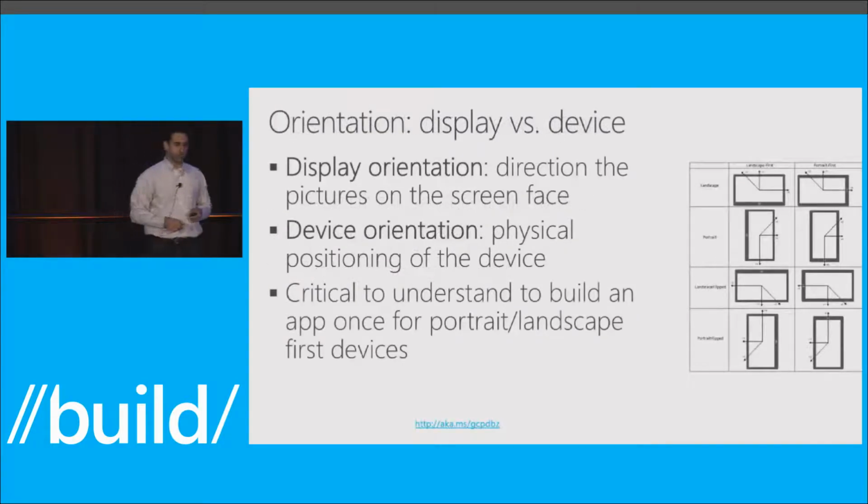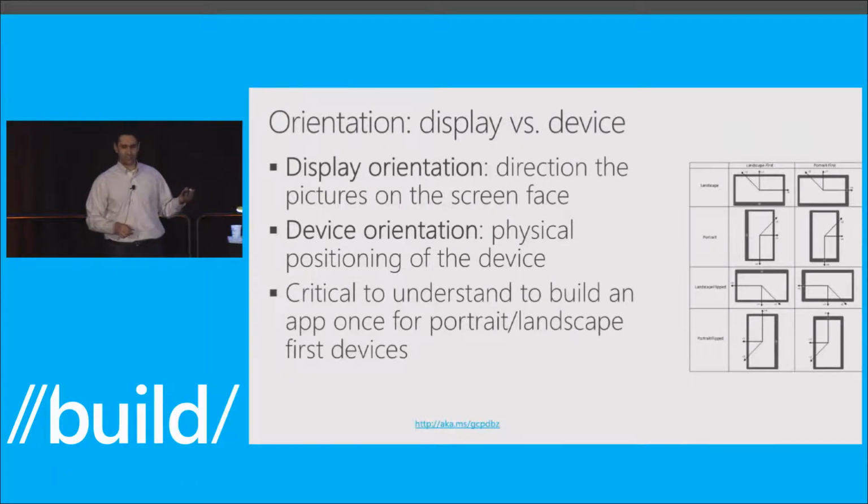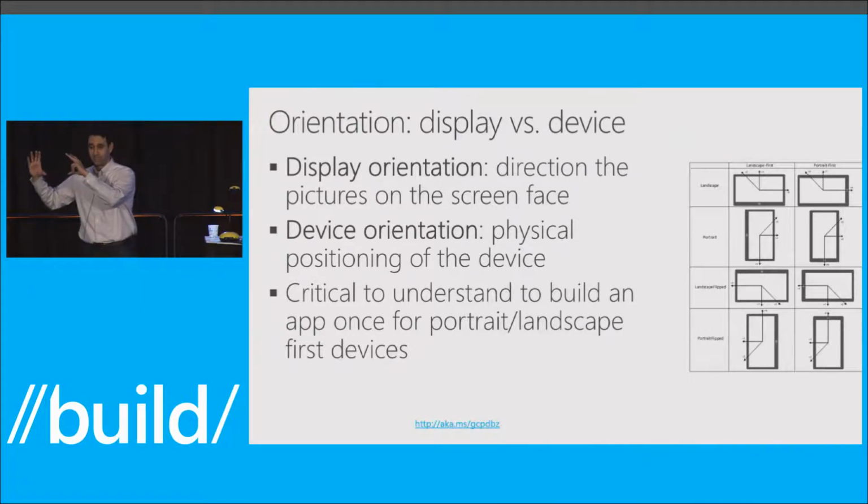So the first one is to understand the difference between the display and the device orientation. The display orientation is what you're actually seeing that's being painted on the screen. The device orientation is according to the sensors on the device, how is it being oriented? Because the sensors may be mounted differently on different systems. When we started with Windows 8, most of the systems were landscape-based systems. The phone was a portrait-based system. And they were oriented in exactly the same way.